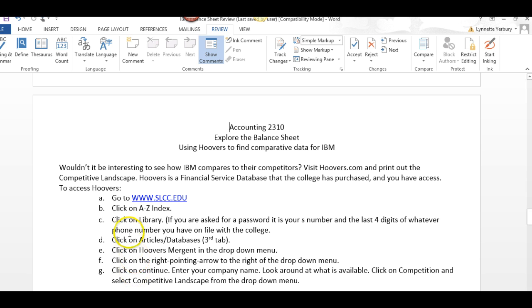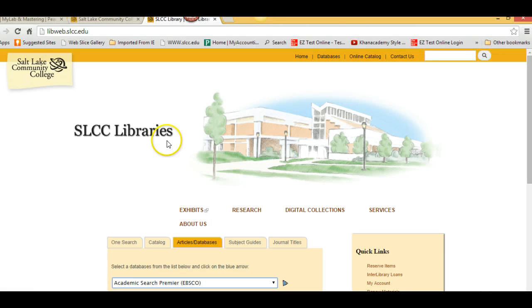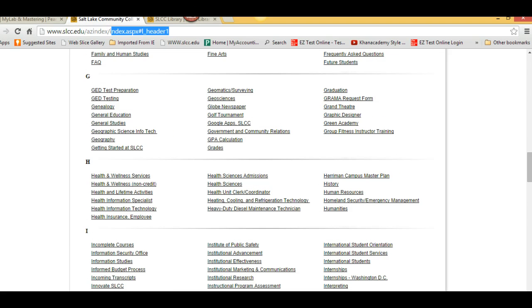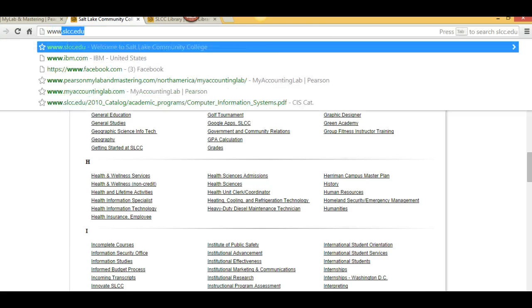You go to Salt Lake Community College's website, click on the index, visit the library, select articles, databases, click on Hoovers, and then select what you want to see. So rather than talk about it, let's do it. The first thing I want to do is to go to the college's website. And we probably ought to go all the way back to the beginning so you can see where we start.